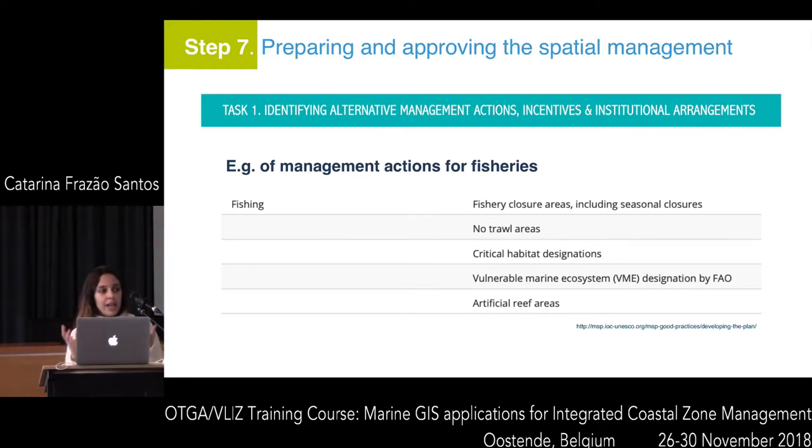And this is an example of management actions for fisheries. So management actions for fisheries can be about fishery closure areas, including seasonal closures, no-trawl areas, critical habitat designations, artificial reef areas, vulnerable marine ecosystem designations by FAO. So you have a lot of this type of information on management actions in the guide for each of the sectors, fishing, aquaculture, renewable energy, and so on. And this was just an example.